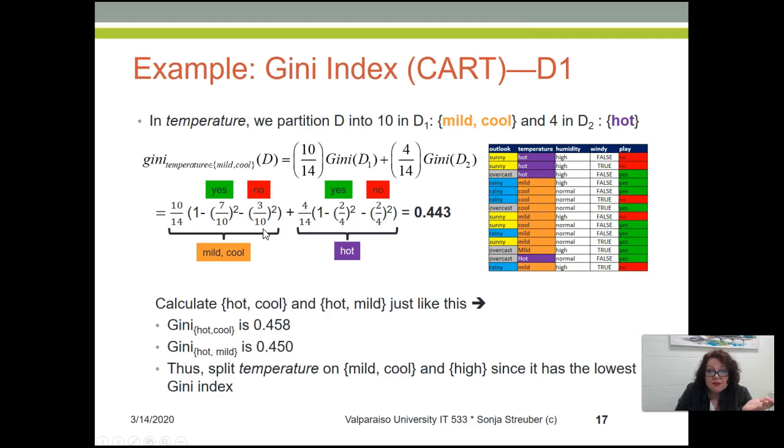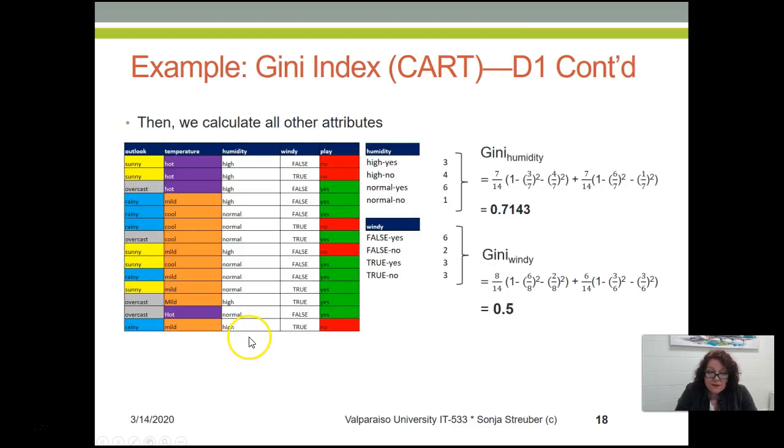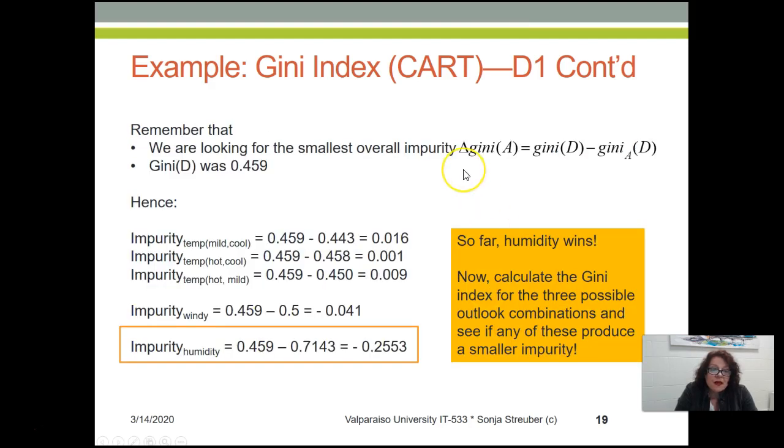So now our results are 0.443 for temperature mild-cool, 0.458 for temperature hot-cool, and 0.45 for temperature hot-mild. We also have a Gini index for humidity of 0.7143 and for windy of 0.5. So how do we determine the optimal split point?